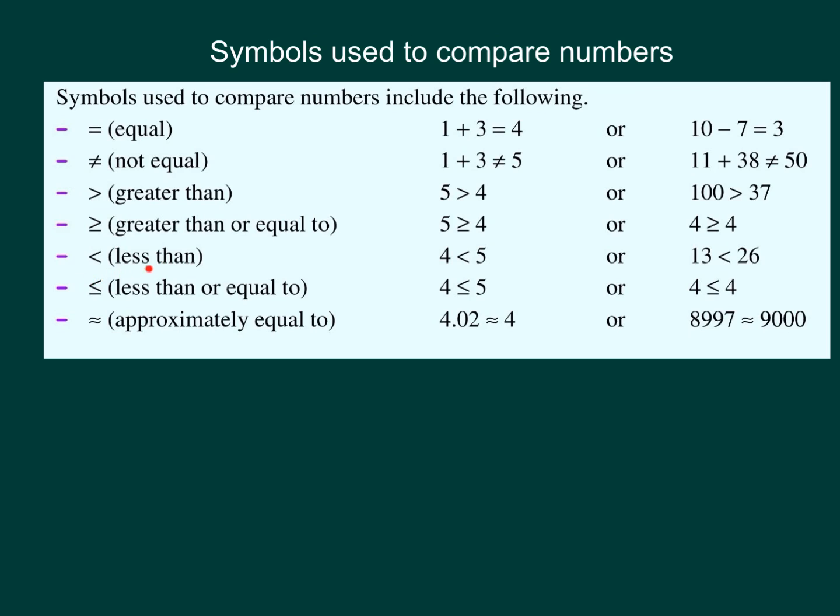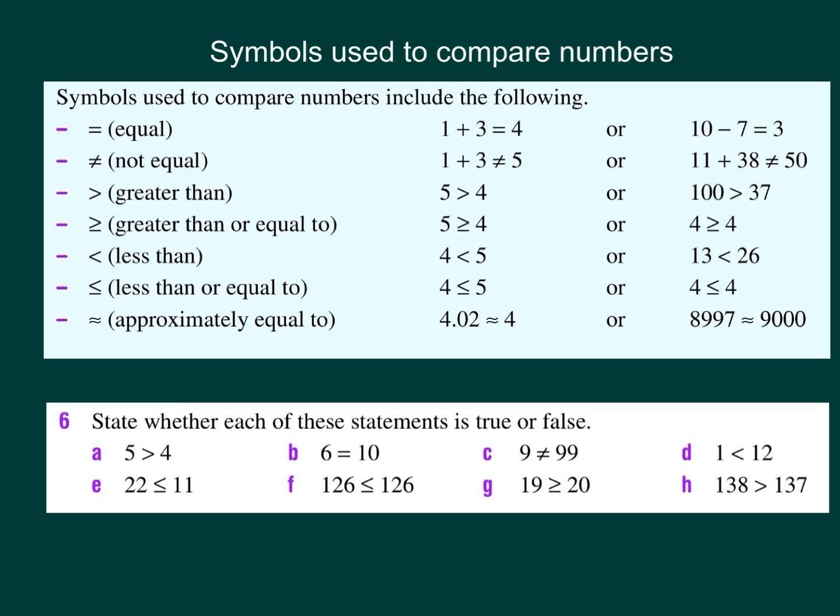This is the less than symbol, so 4 is definitely less than 5. You can see that the 4 is at the lower end of that sign, whereas if it was greater than, you would see that 5 has got the crocodile mouth pointing towards the 5, so it's greater than. This one is less than or equal to, so 4 is definitely less than or equal to 5. And this symbol over here is called approximately. So 4.02 is approximately equal to 4.